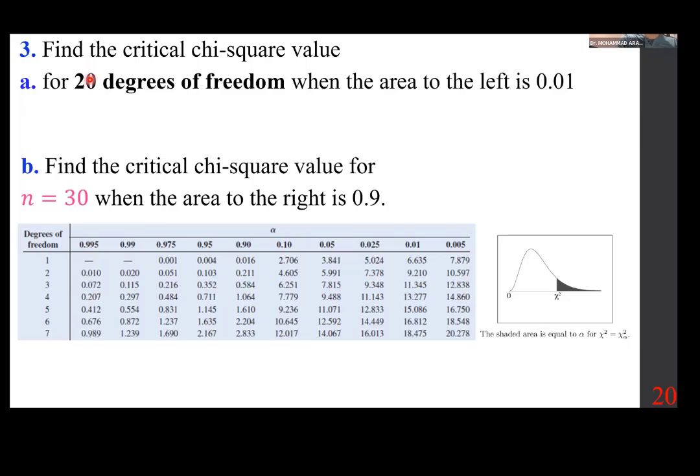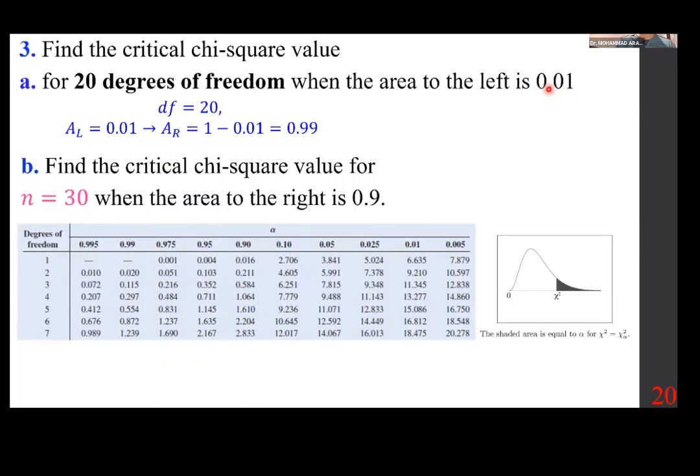In this case, degrees of freedom is given. You don't have to subtract 1. And we need the area to the right. In this case, the area to the left is given. So if the area to the left is 0.01, the area to the right is 1 minus that.